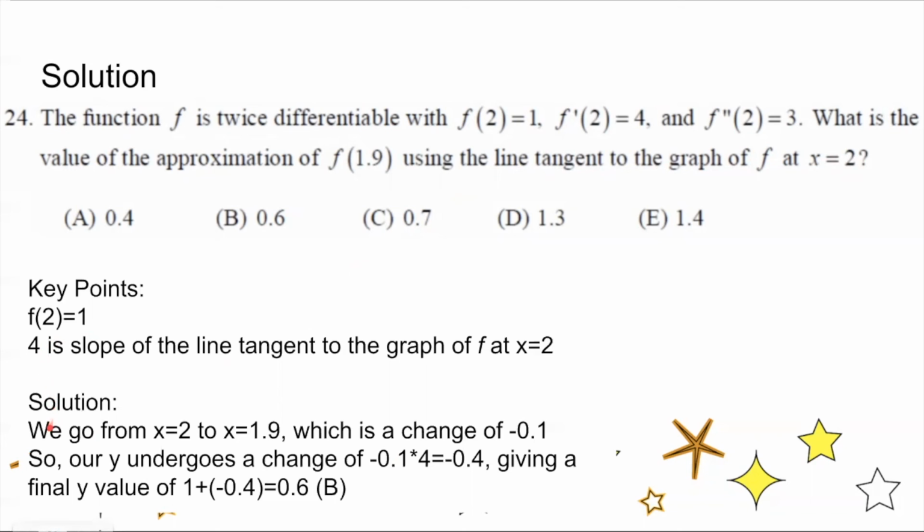So here's the solution. We go from x equals 2 to x equals 1.9 because we're approximating f of 1.9. And so we have a change of negative 0.1. So our y undergoes a change of negative 0.1 times 4, which is the slope, and that's equal to negative 0.4. So our y changed by negative 0.4. That means the final y value is 1, which is f of 2, plus negative 0.4, and that's 0.6, which is B. All right, so here's a summary of everything today.